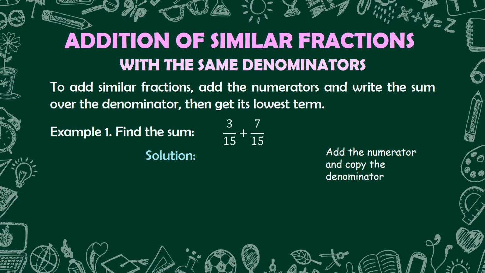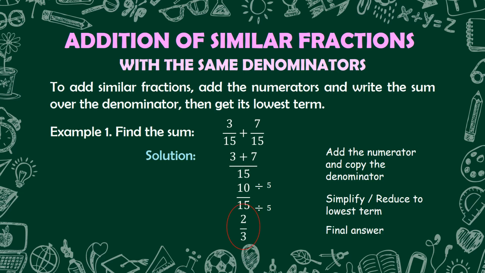So, for our solution, let us add 3 plus 7 and then copy the denominator. 3 plus 7 is equal to 10. Copy the denominator, so we have 10 over 15. Now, simplify or reduce the lowest term. So, let us think of any common factors for 10 and 15 to get its lowest term. So, the common for 10 and 15 is 5. So, we can divide both sides by 5. So, 10 divided by 5 is equal to 2, and 15 divided by 5 is equal to 3. Therefore, our final answer is 2 over 3.